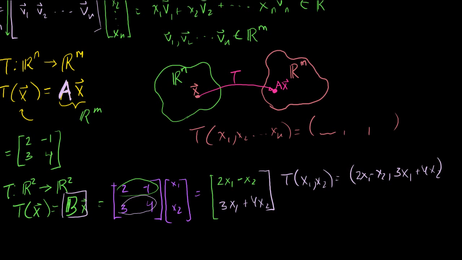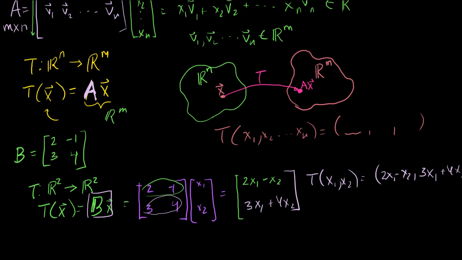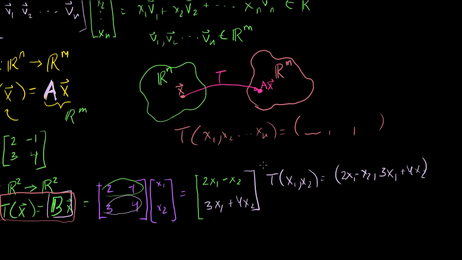So hopefully you're satisfied now that a matrix multiplication isn't some new exotic form of transformation. They really are just another way of writing this exact transformation right here.